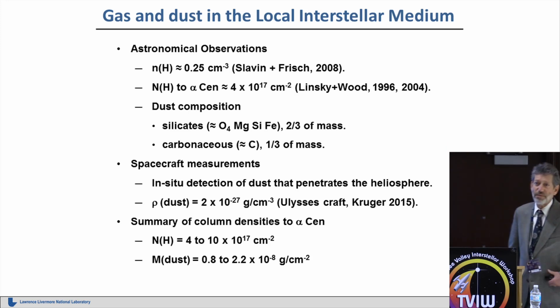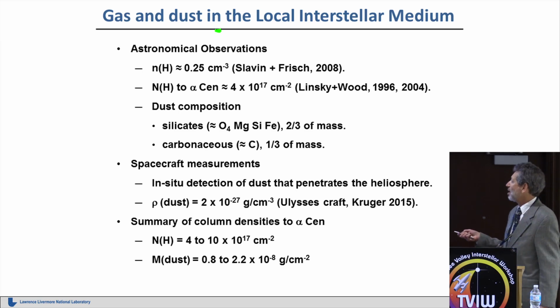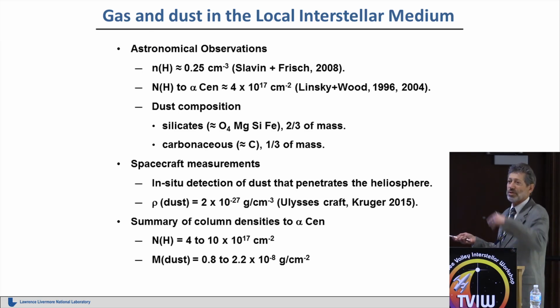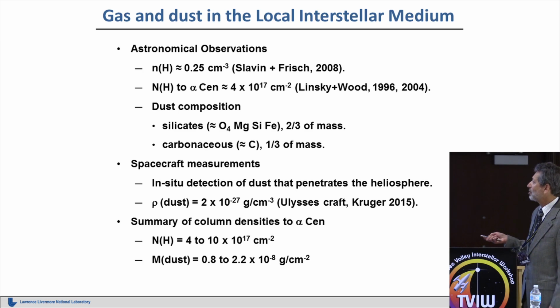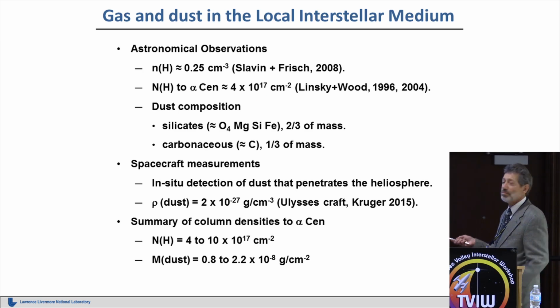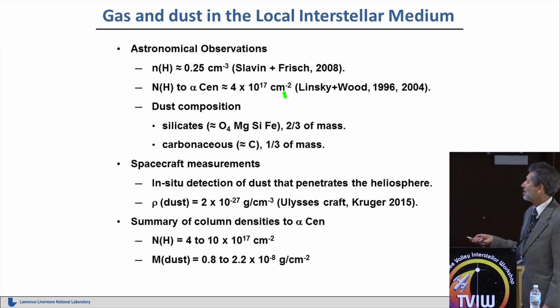So what are the properties of the gas and dust in the local interstellar medium that we have to deal with? There are two types of observations: astronomical, that is, with telescopes observing other stars. From these, one has concluded there's a local density of hydrogen atoms in the interstellar medium of about 0.25 per cubic centimeter. Direct observations to Alpha Centauri show a column density along that line of sight of 4 × 10¹⁷ atoms per square centimeter. And then there's also dust. I'll talk a bit more about this.